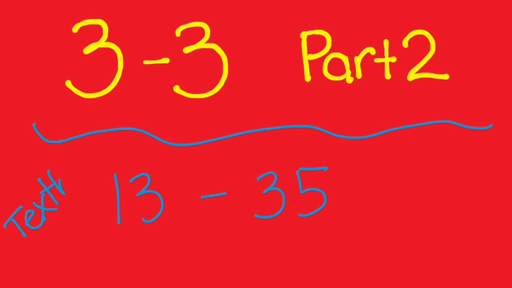The homework for this part of our work today is 3-3 in your textbook. We're doing 13 through 35. Now stay tuned, because we have a second part of our lesson today, because it's a block day, and why not?